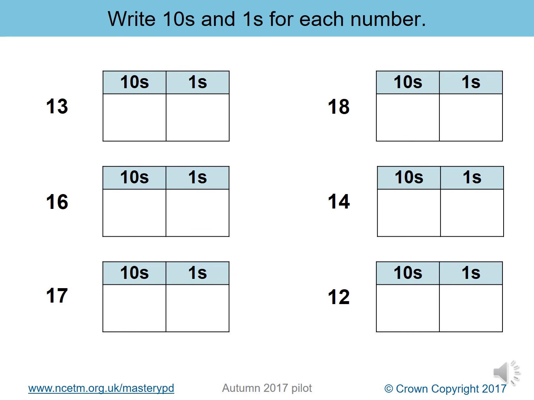Now I want you to have a go. So I want you to write the 10s and 1s for each number. So look at the number and then write how many 10s, how many 1s for that number. Pause the video, have a go, and then the answers will come on.